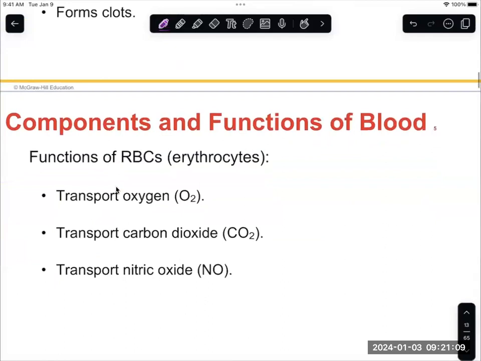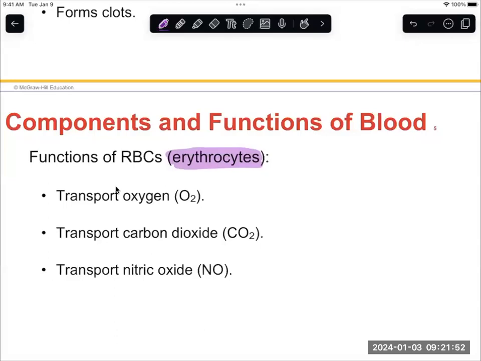So red blood cells, they're also known as erythrocytes. These erythrocytes, they transport oxygen. So they pick up oxygen in the lungs and they're going to take them to different areas around the body, to all of our different cells. Oxygen combines with hemoglobin. Hemoglobin is a protein found within red blood cells that oxygen attaches to.